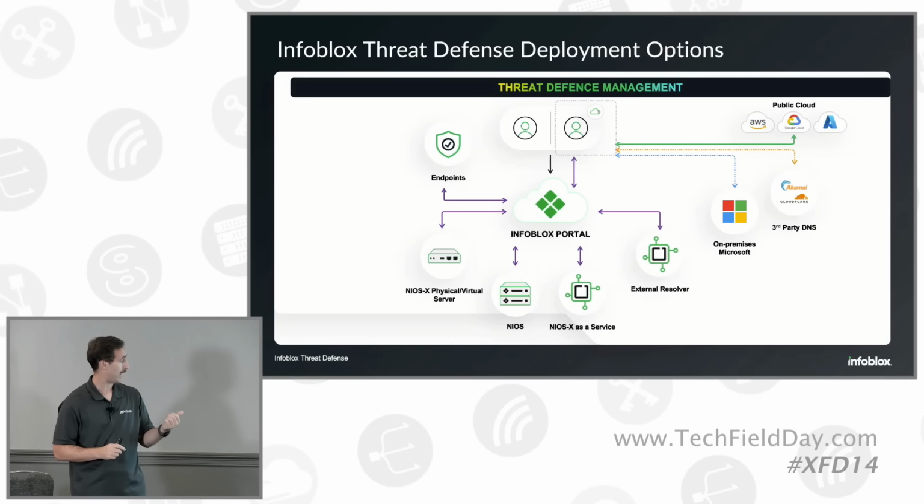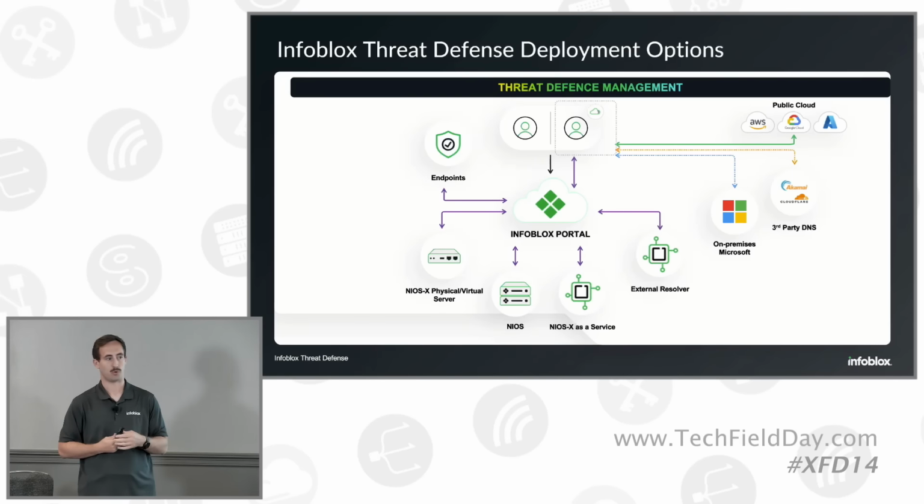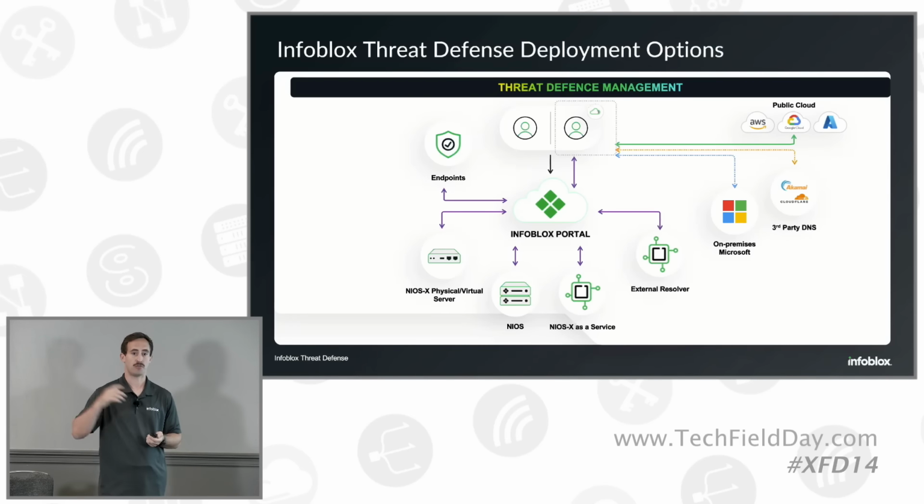And then the last option is an external resolver, which is unique to threat defense. It's like an open resolver, except you have to tell us what your public IP addresses are, and then we start ingesting any traffic coming from those public IP addresses. Really easy to deploy. The only downside is we don't get all the user attribution data directly from those queries.